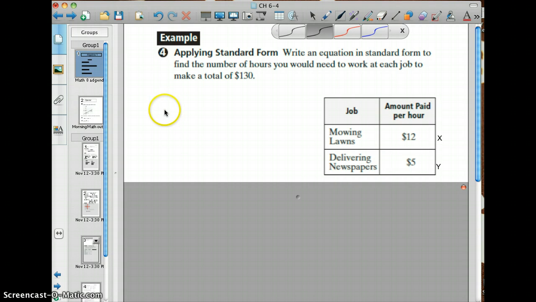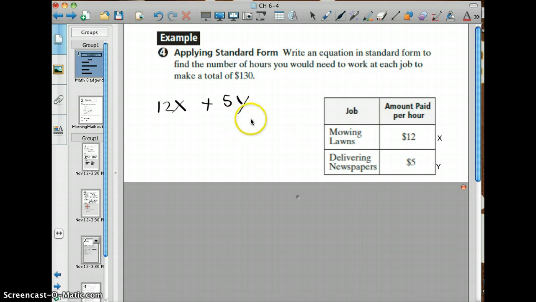So how much do I make mowing a lawn? I make $12 an hour mowing a lawn, right? So if 12 is the amount of money I make per hour, and I multiply that by x, the number of hours I work mowing lawns, that's going to give me the amount of money I make mowing lawns. And then I'm going to add to that the amount of money I make delivering papers. Well, that is calculated by taking $5 times the number of hours, which in this case is y, the number of hours I work delivering papers. And what do I want that to be? Because I'm saving up for something special, $130. So there's my equation right there.